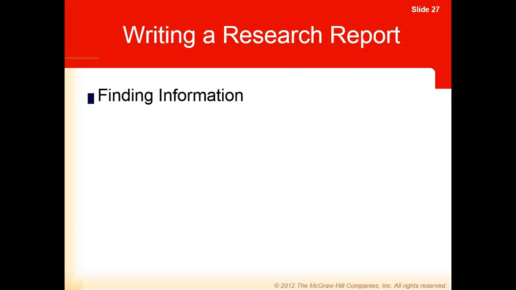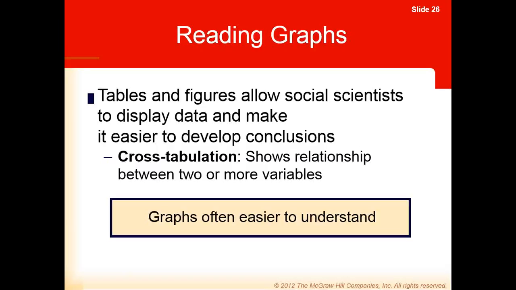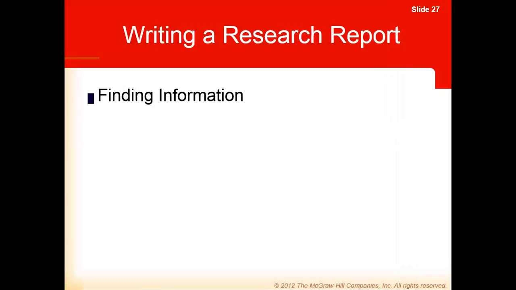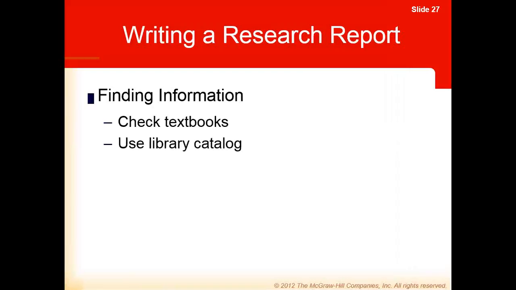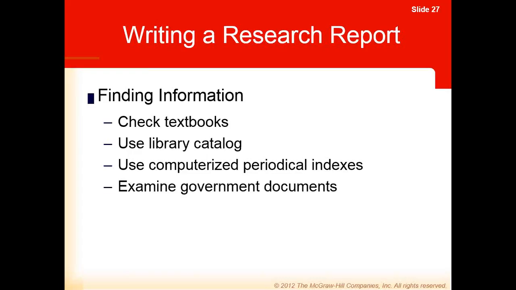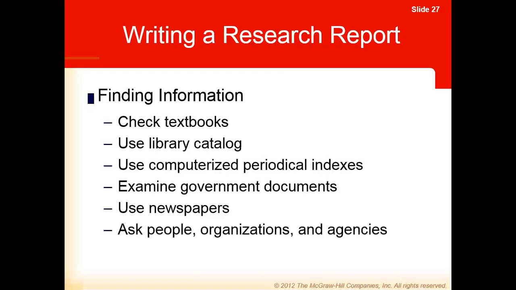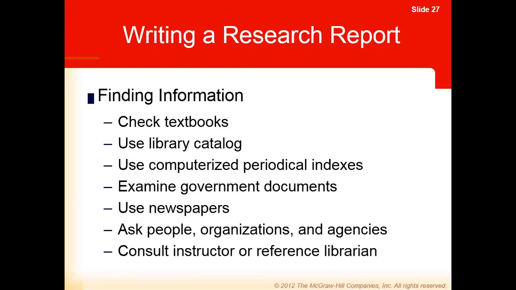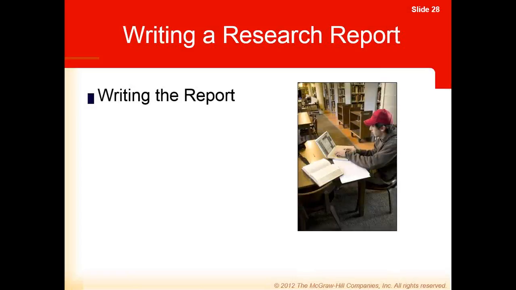Now, why do we do all this? Well, all this leads up to actually writing and publishing research. That's why we do research, so we can publish it. We have to write a research report. Find information in textbooks, do research in library catalogs, use computerized periodical indexes, examine government documents, newspapers, people, organizations, the instructor, the reference librarian, all kinds of different ways of finding information.